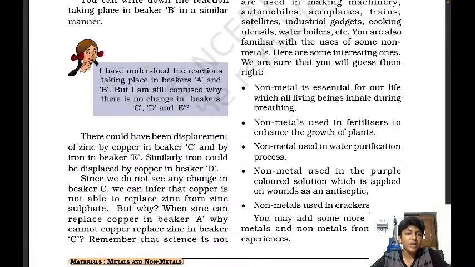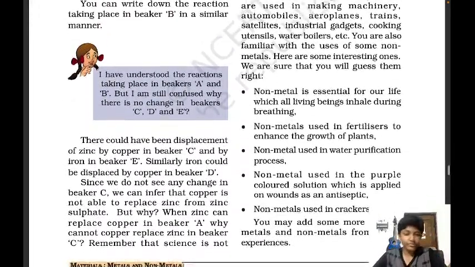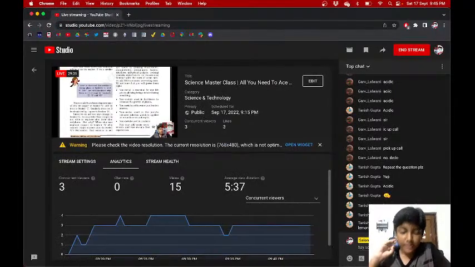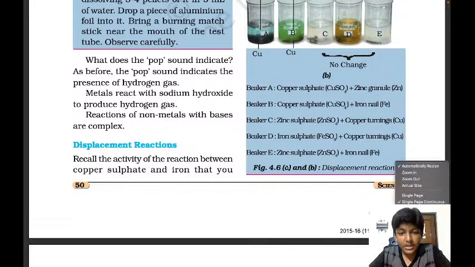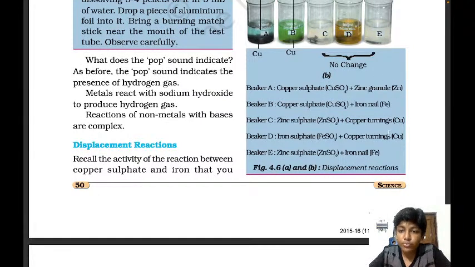I understood the reactions taking place in beakers A and B. I'm still confused why there is no change in beakers C, D, and E. So basically in C, D, and E, zinc is more reactive than copper, so no change will take place. Iron is more reactive than copper, so no change will take place.